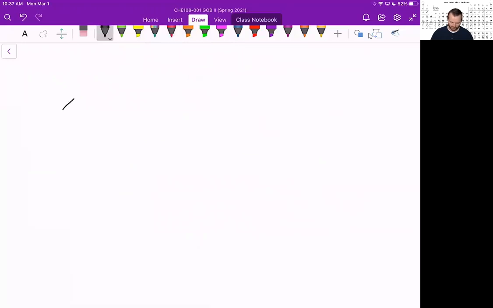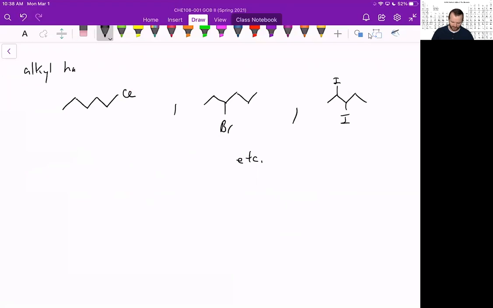Alkyl halides. It's an alkyl chloride. It's an alkyl bromide. It's an alkyl diiodide, etc. Those are alkyl because they have some carbon-containing group, and halides because they contain halogens. Pretty straightforward.